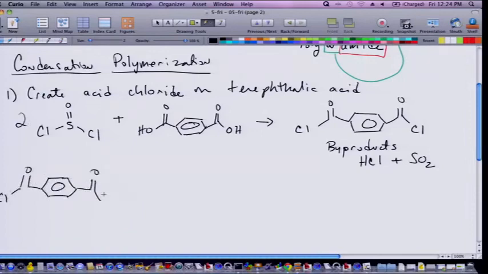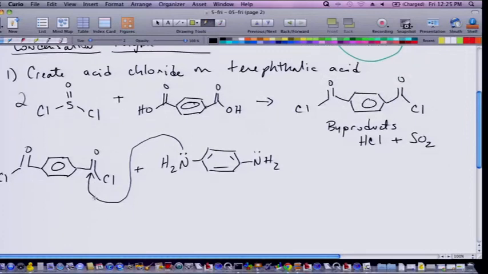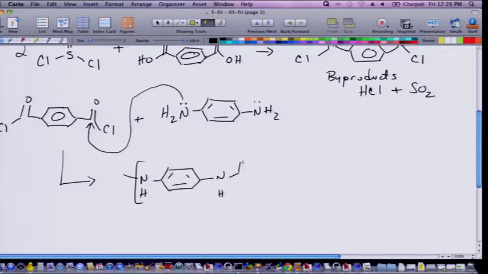react rapidly with the amine groups on our paraphenylene diamine. These guys are extremely reactive, okay? And I'm not going to go through the chemistry, but remember that these electrons here on this nitrogen will attack the backside of that carbonyl, and eventually, after some rearrangements, the chloride will be kicked off. And so, by having a mixture of these together, you will then generate your polymer and produce some more HCl. And there's your amide bonds.